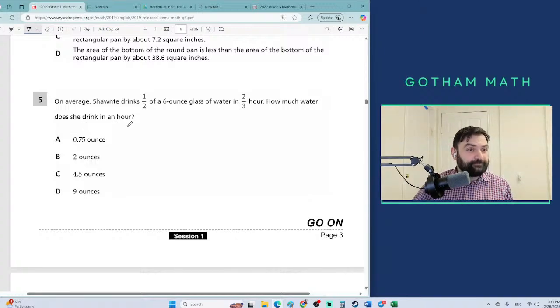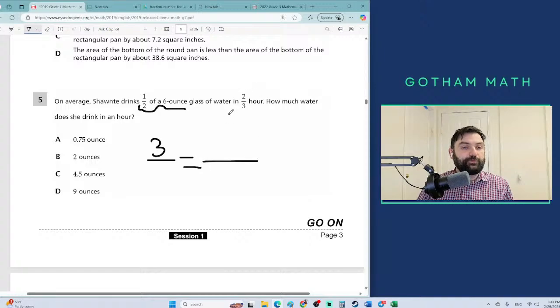All right. So first, she drinks half of a 6-ounce glass. So technically, she drinks 3 ounces, right? So 3 ounces. We know that it's ounces, so we don't have to put it there. 3 ounces equals 2/3 of an hour. How many ounces will she drink in 1 hour?